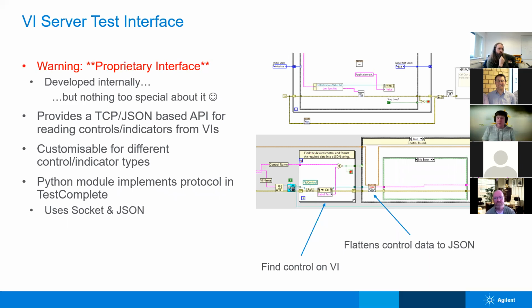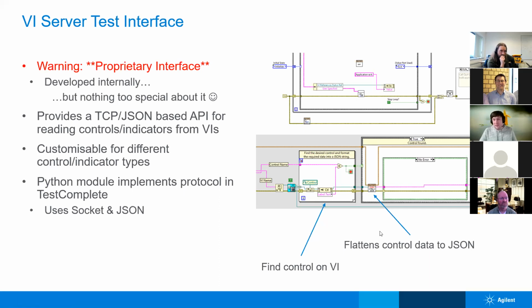So we have things like the label, caption, and the value, and depending on the control type, we do things like returning the list items for a list box, all that kind of stuff. We can't use the TestComplete property browser, but this gives us our own way of accessing the information that we want, when we want it, from the application. It's just a simple JSON over TCP/IP based protocol, and we use the Python socket library to interact with it.